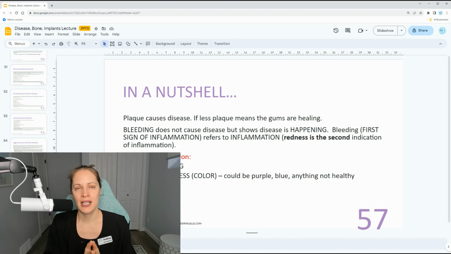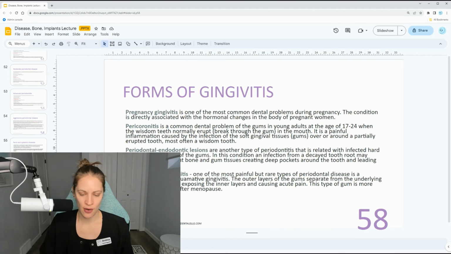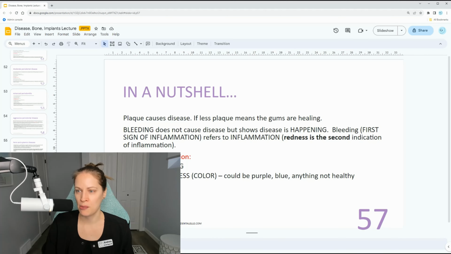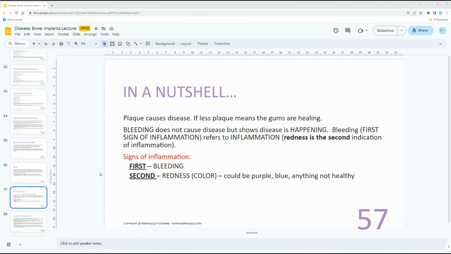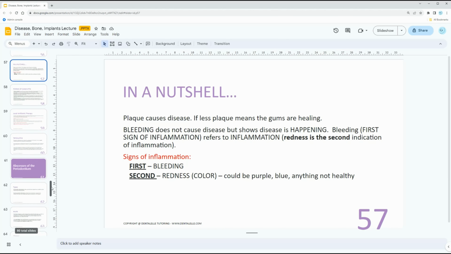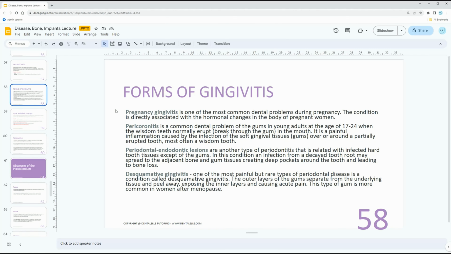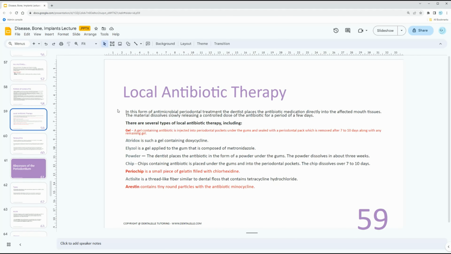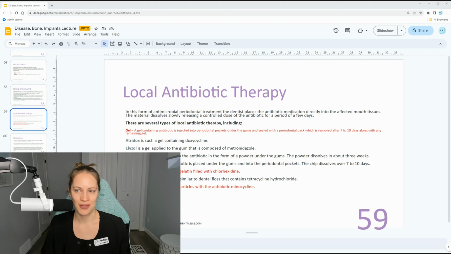And remember what I said before. Make sure to remember the signs of inflammation. They love to ask that on the board exam. Bleeding is the first sign. Redness is very close, but redness is number 2, the second sign. Oh, sorry guys, you couldn't see that PowerPoint because I was in the way. There we go. So this is all inside the VIP Board Exam Prep Academy course. So know the different forms of gingivitis and perio. Also know there are antibiotics that could be used in those more severe cases.